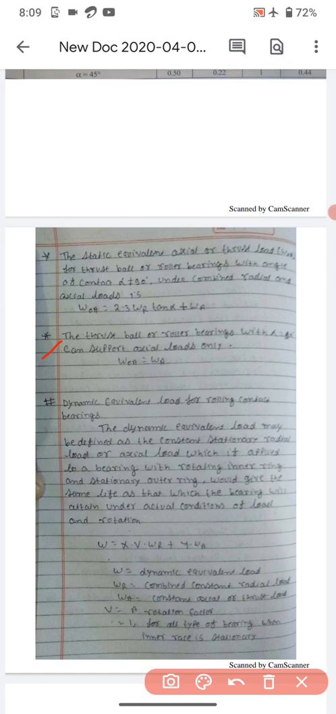Next important point is the thrust ball or the roller bearing with alpha equal to 90 degrees can support axial load only, and this is W0A is equal to WA.